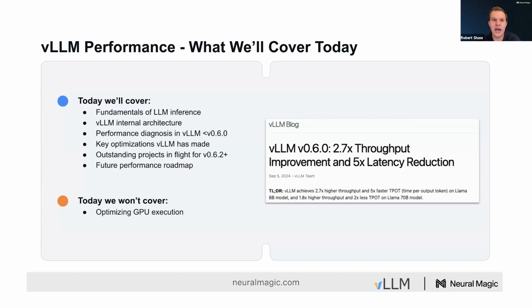So in terms of agenda, I wanted to cover a couple topics. First is just the fundamentals of LLM inference, why it's a hard problem, what challenges arise in building an LLM inference server. Then I'll describe vLLM's internal architecture for how we support a key optimization called continuous batching. Diagnose some of the performance issues prior to v0.6.0 as a result of this overall architecture. The key optimizations we made over a couple of months to resolve some of this. And then I'll discuss some of the outstanding projects that we have ahead of us to continue driving performance relative to where we are today.